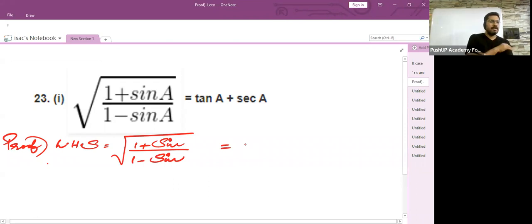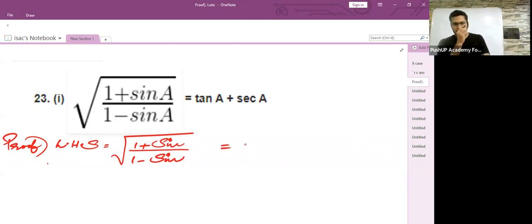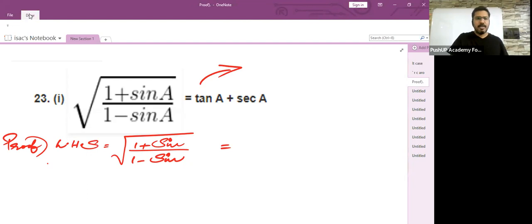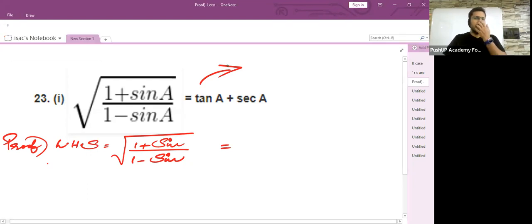Square root of (1 plus sine upon 1 minus sine) is equal to tan plus sec. Okay, now how to rationalize the left hand side? Listen, children. This is some rough calculation, just to predict how to go about it.